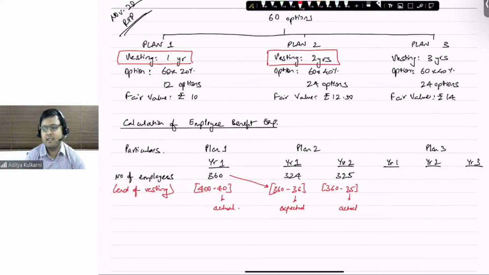It's essentially calculating number of employees expected to remain at the end of the vesting period. Plan 2's vesting period is 2 years. So in year 1, we have to calculate how many will remain at the end of year 2. So 360 minus 36 in the first year. Okay. All right. Soham is asking about plan 2 year 1. Can you explain? Okay.